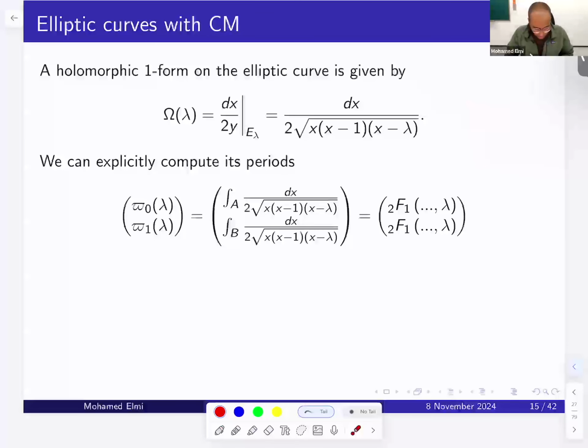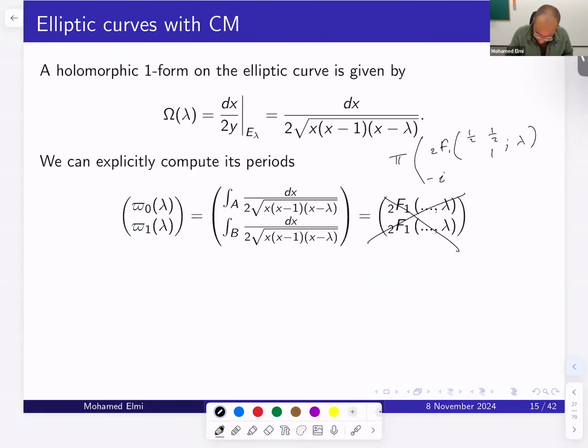And we can explicitly compute its periods. Sorry, this is an earlier version of these notes. I should write pi times 2F1(1/2, 1/2; 1; lambda), and this is minus i times 2F1(1/2, 1/2; 1; 1 minus lambda).